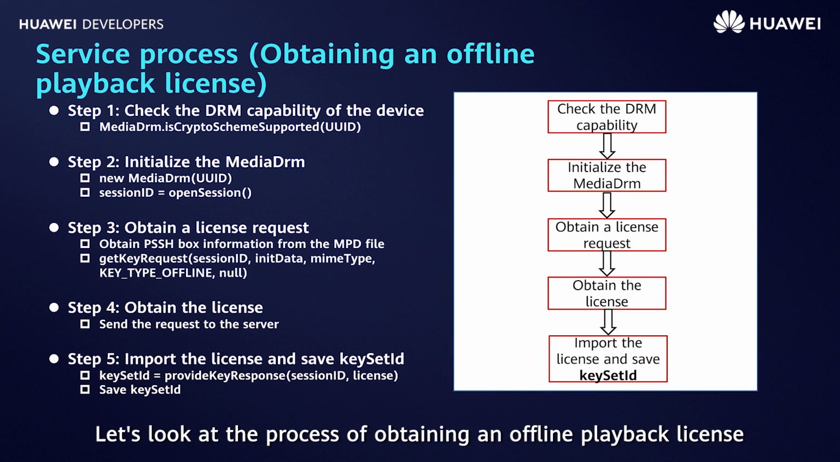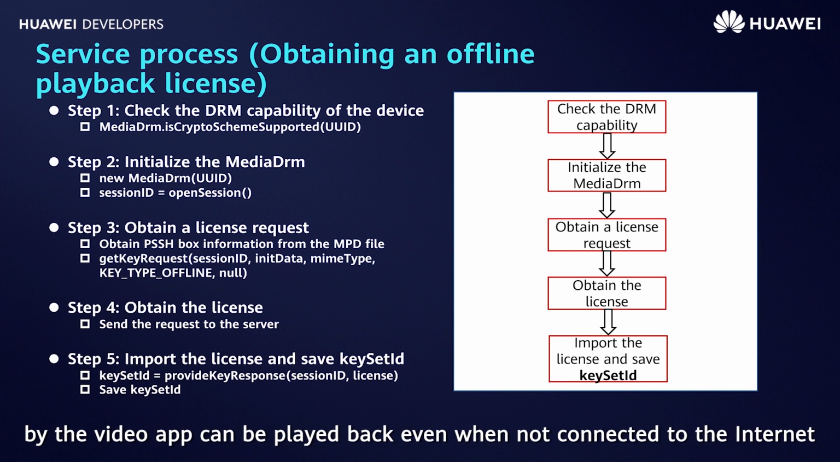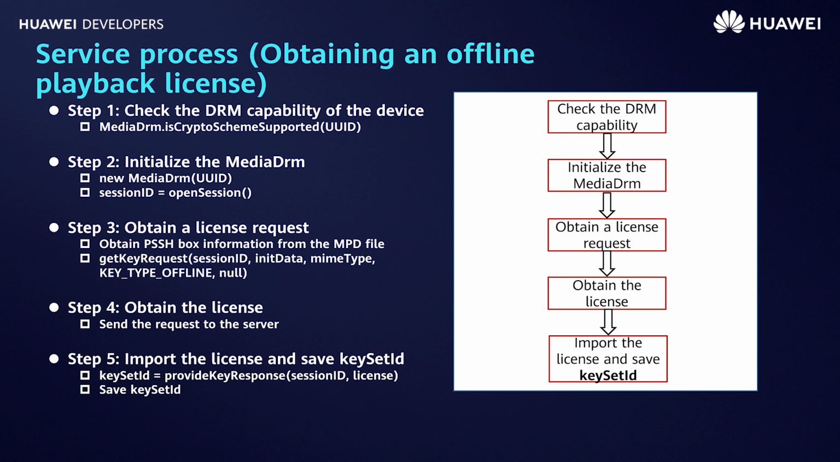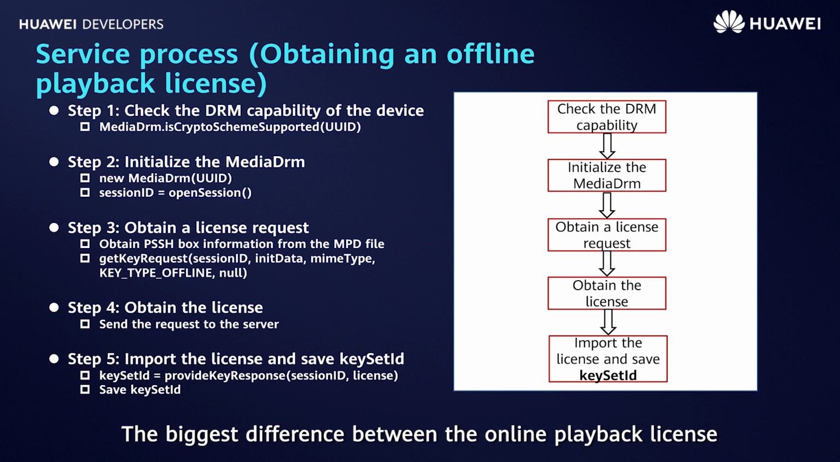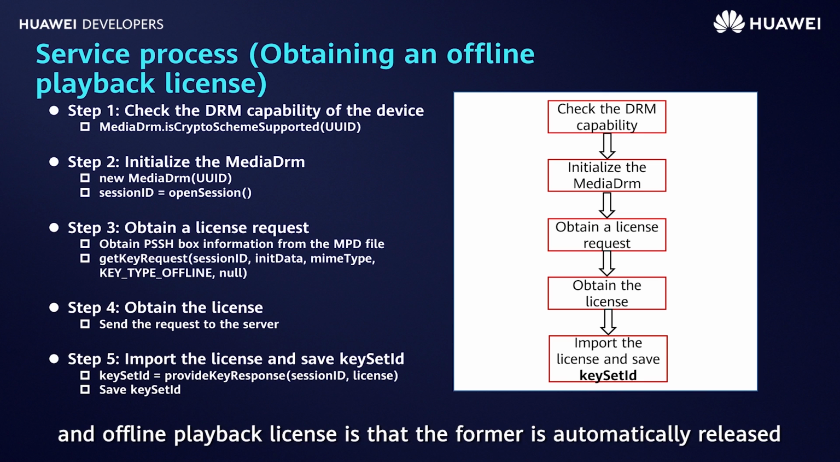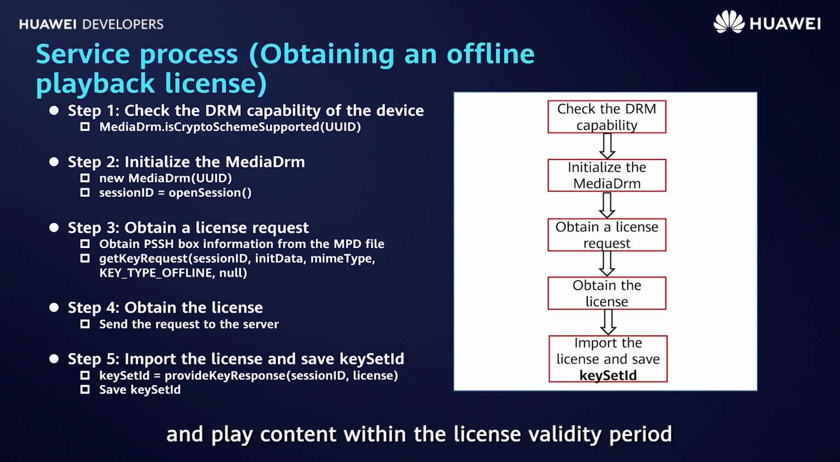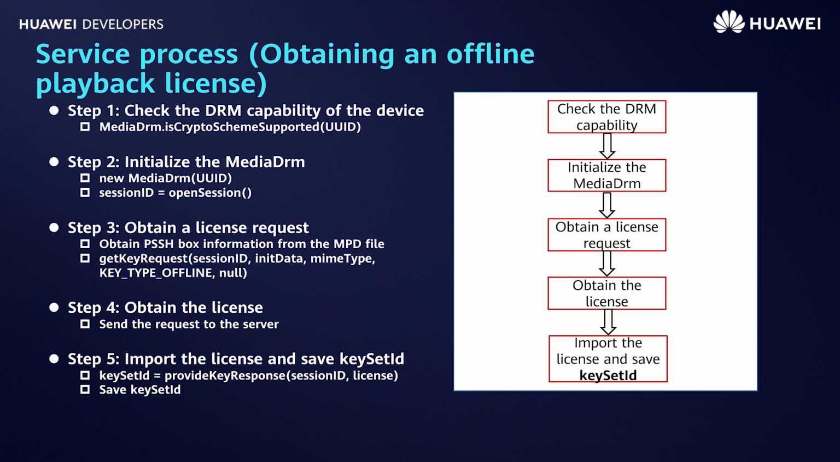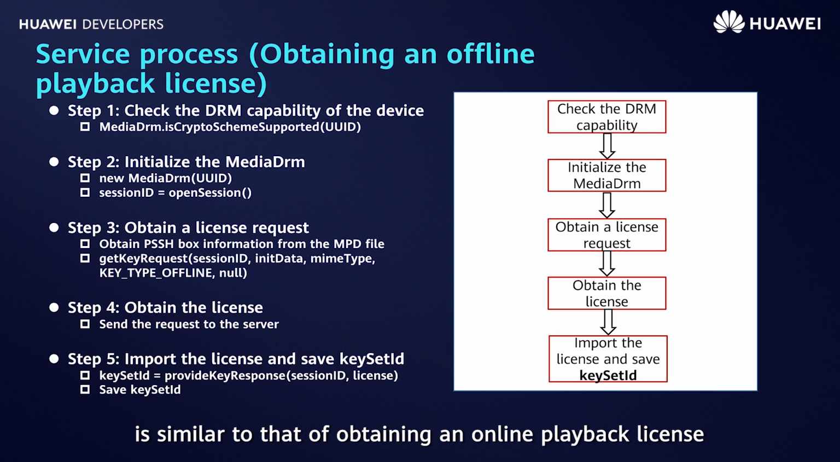Let's look at the process of obtaining an offline playback license. Offline playback means DRM encrypted content downloaded by the video app can be played back even when not connected to the internet. An offline playback license is mandatory for this process. The biggest difference between the online playback license and offline playback license is that the former is automatically released after playback ends, but the latter is stored on the device for a period of time and can be used to decrypt and play content within the license validity period. The process of obtaining an offline playback license is similar to that of obtaining an online playback license.